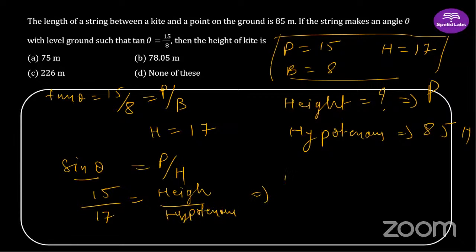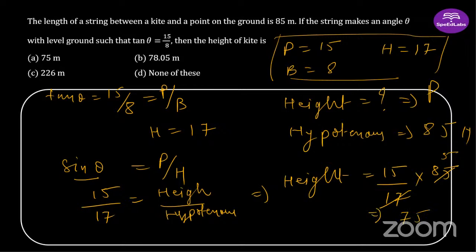Okay, so this gives us height would be equal to 15 upon 17 into hypotenuse, that was 85. See, 17 5s are 85, and this would be equal to 75. Okay, so there again may be different ways to solve this question, but this was one of it that we had, and I hope you people got it.